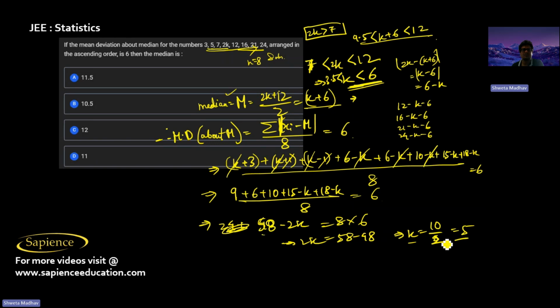So k is equal to 5, and therefore the median has been asked. The median is k plus 6, which is 5 plus 6, which will be 11. 5 plus 6 is 11, so the required median is 11, so option D is the correct answer.